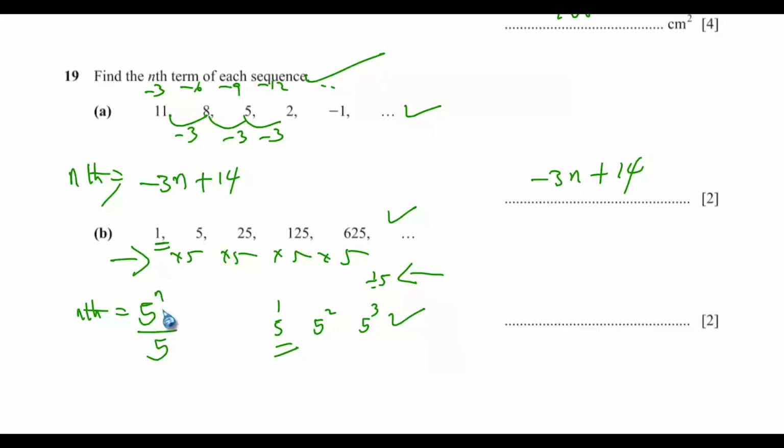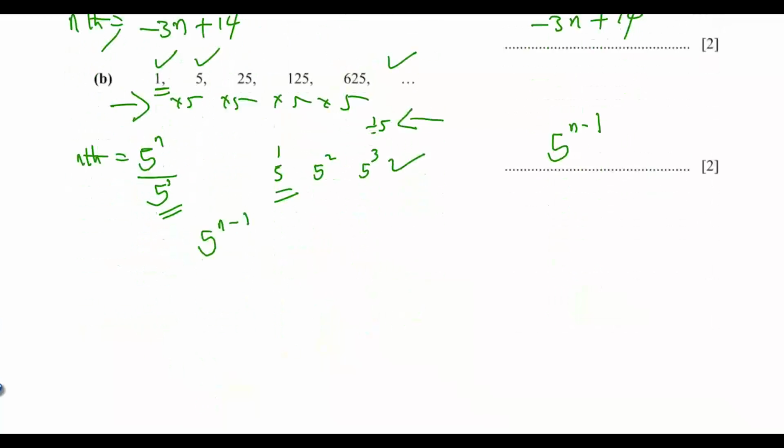So let's test it now. When n is 1, you have 5 to the power of 1, which is 5. 5 divided by 5, you get 1. When n is 2, you get 5 to the power of 2, that's 25, divided by 5, we have this. When n is 3, you get 5 to the power of 3, which is 125. When you divide by 5, you have this. So this is the nth term, but you can write this better by applying the division law of indices. This is 5 to the power of 1, so that will be 5 to the power of n minus 1. So you can write 5 to the power of n minus 1 as the nth term.